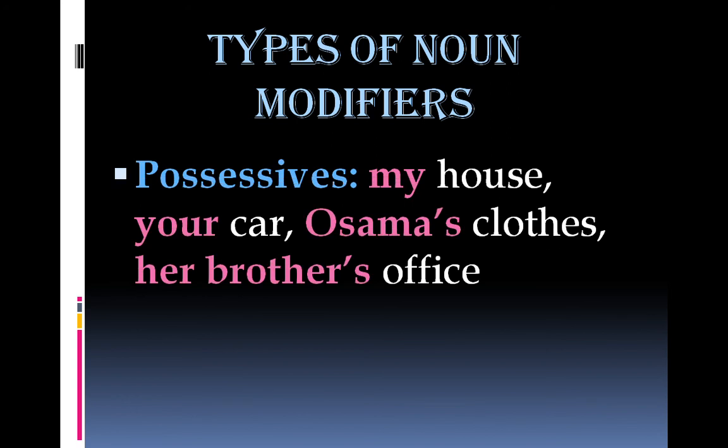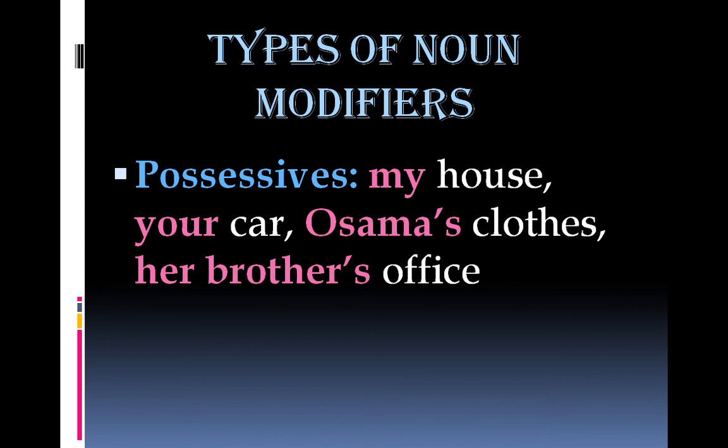Other than adjectives, the first noun modifiers are possessives. Possessive case of noun and pronoun. My house. My is the possessive case of personal pronoun I. It indicates the possession of house, modifies it. We have said it time and again that possessive case of noun and pronoun of any kind are noun modifiers. Your car. Another example of pronoun in possessive case. Osama's clothes. Noun plus apostrophe s.